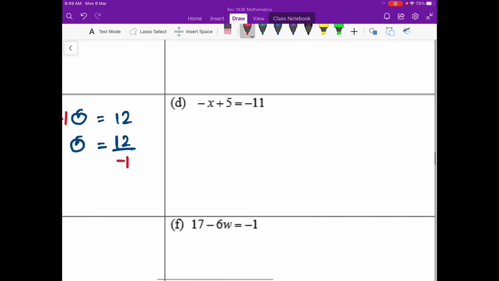Next question. What should we do to get rid of the positive 5? Part D. How do we get rid of the positive 5? What should we do? Think.